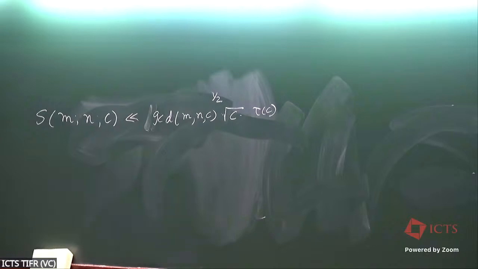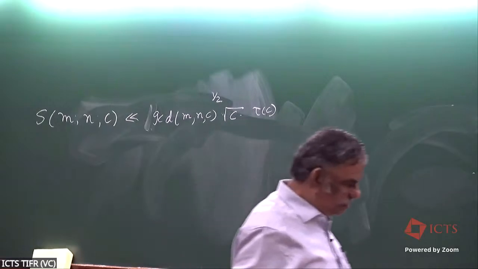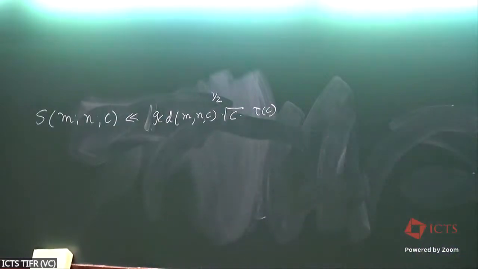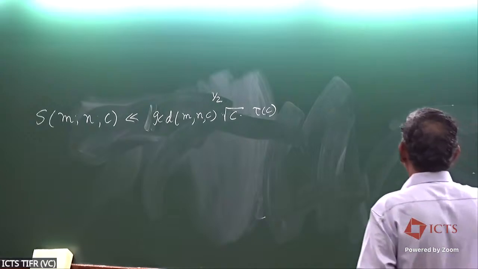When you are doing the estimates, all our estimates are up to some power of x power epsilon. Therefore, we don't care about the x power epsilon, and if we lose an x power epsilon, it doesn't really matter. Now, let's look at the following, for example.